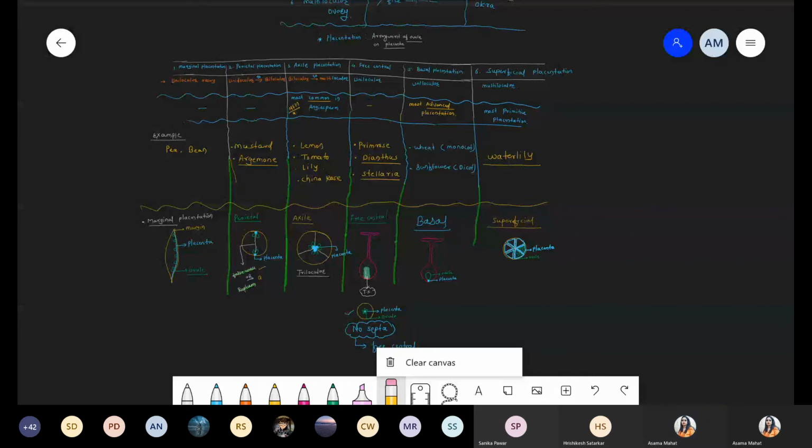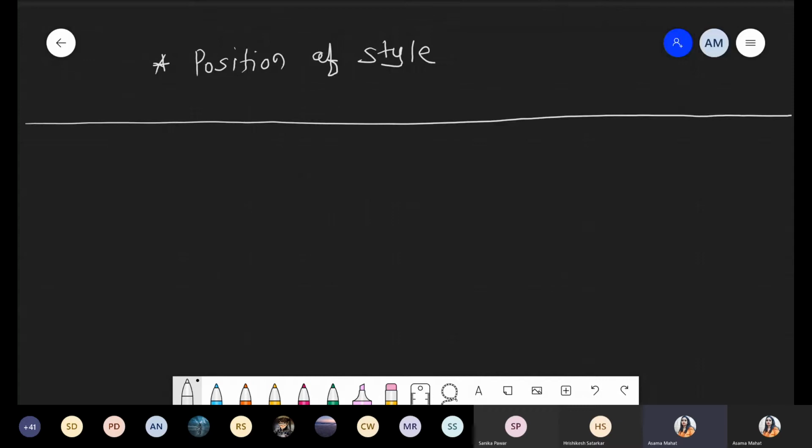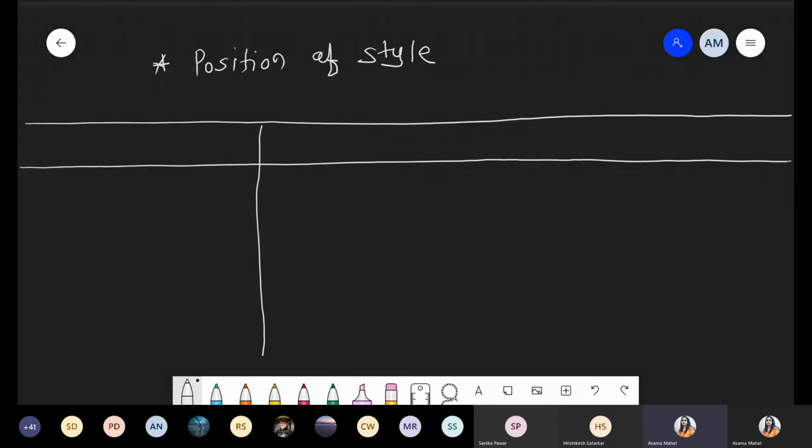Okay, ma'am. Now, the next part, the last point of the gynoecium: position of style. So write down the title, position of style. Divide your page into 3 parts. We are talking about terminal, lateral, and gynobasic. 1, 2, 3.